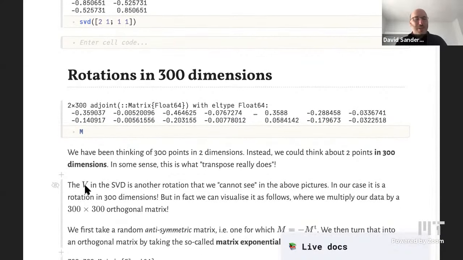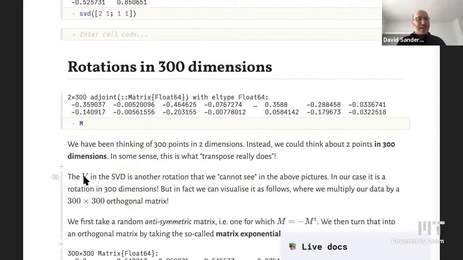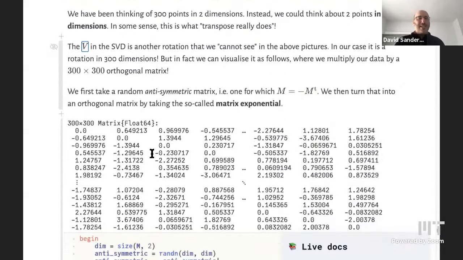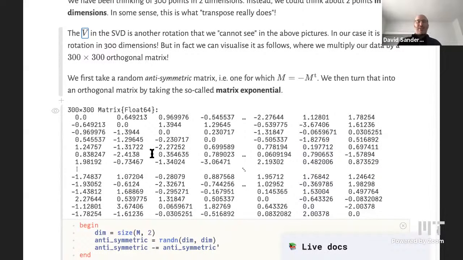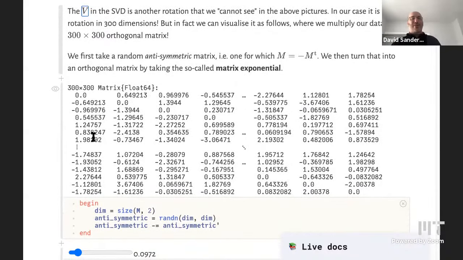So what can we do? In the SVD, we have this other matrix V that we did not capture in the pictures we've just been looking at, and that's another rotation. In this case, it's going to be a rotation in those 300 dimensions. What does that even mean? It sort of literally means you're in 300 dimensions and you just rotate your head a bit, but you're doing a transformation which preserves all the lengths in 300 dimensions. And so we can actually generate one of those things.